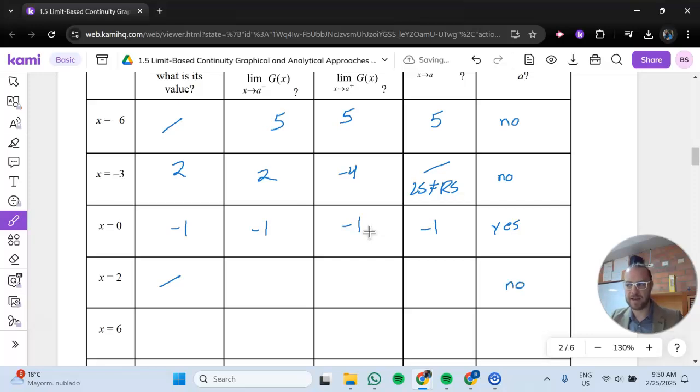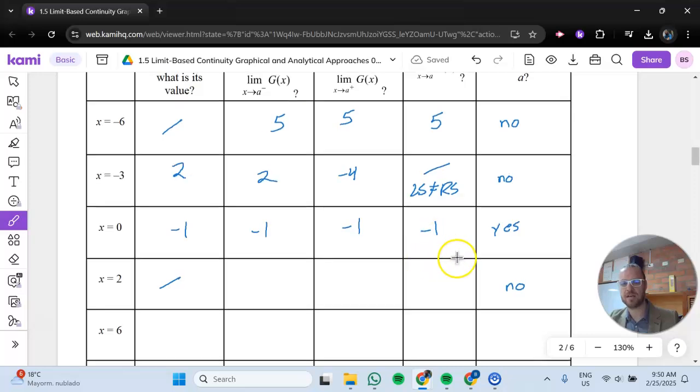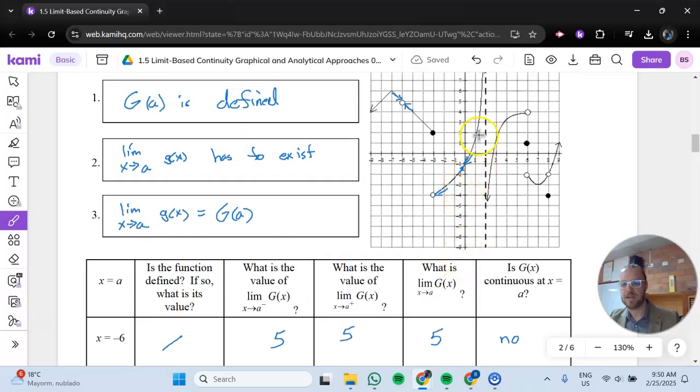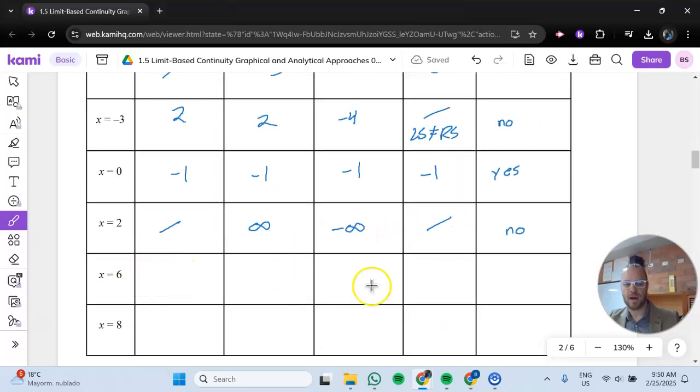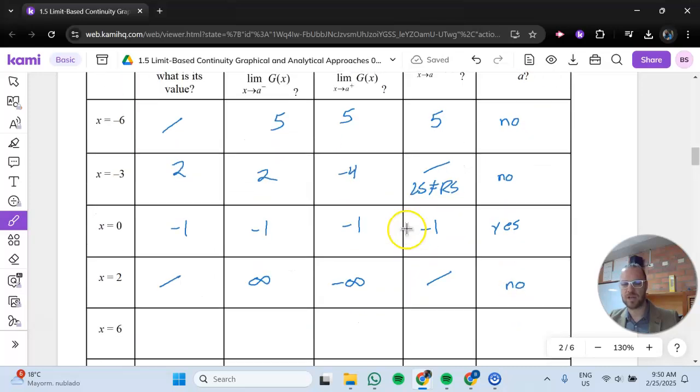Let's go through the rest of it anyway, just so that we can kind of see, but it's good practice. So from the left side here, we're approaching infinity. From the right side, we're going down to -infinity. So infinity, -infinity, therefore there is not going to be a limit either.